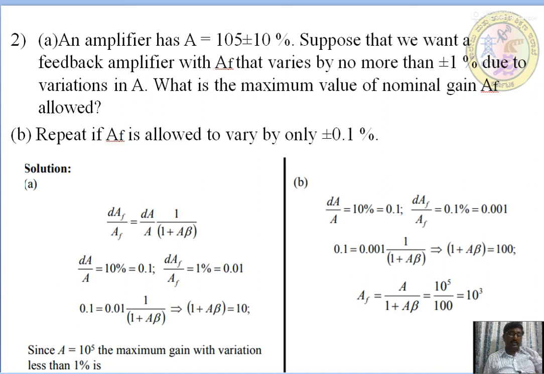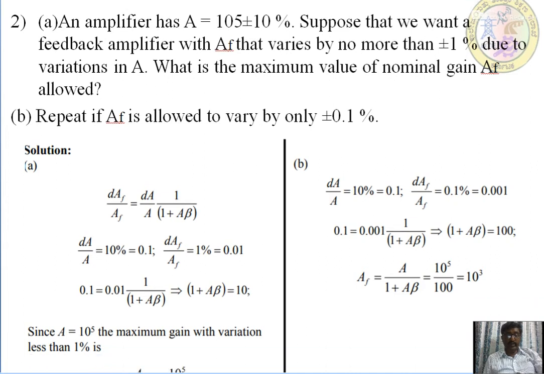Next, the second problem, a simple one where we put in the A into beta value. An amplifier has A equal to 105 plus or minus 10%. Suppose we want a feedback amplifier with AF that varies by no more than plus or minus 1% due to variations in A. What is the maximum value of nominal gain AF allowed? And the second part: repeat for AF if it is allowed to vary only plus or minus 0.1%.